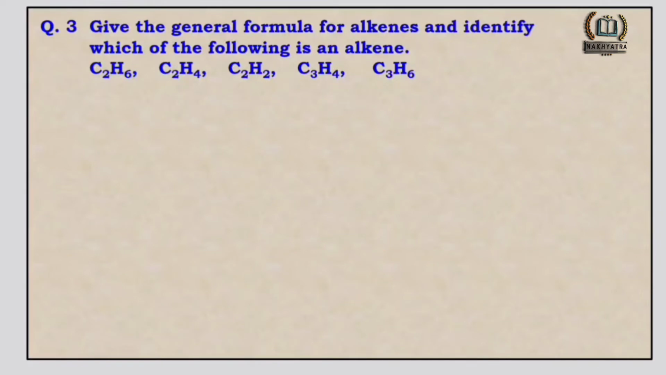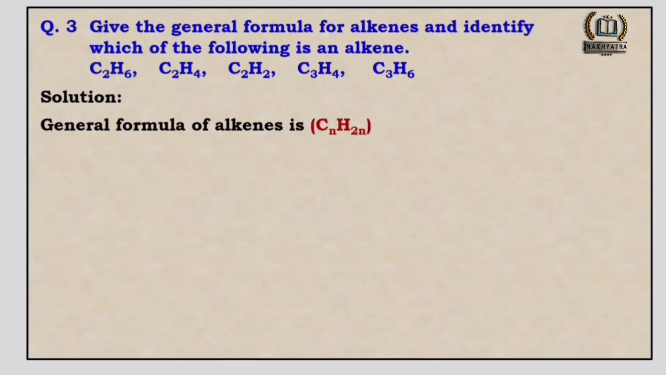Alright. Now question number 3. Give the general formula for alkenes and identify which of the following is an alkene. So here also first we have to write the general formula for alkenes and identify which of the following is an alkene. Clear? Okay. So see here, the general formula of alkenes is CnH2n. I guess by now everyone knows the formula for alkenes, alkynes and alkanes.